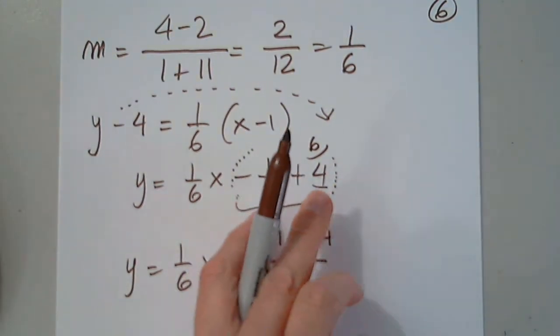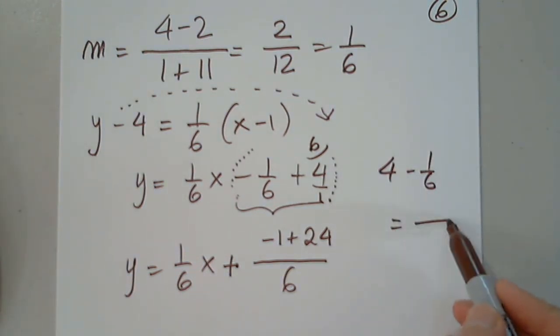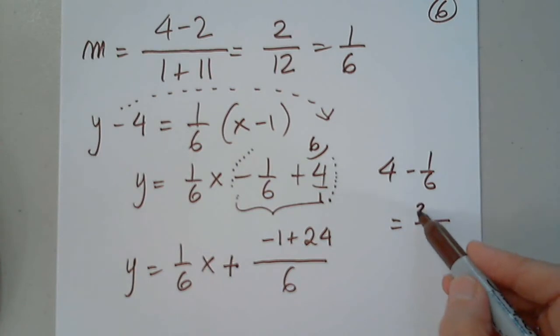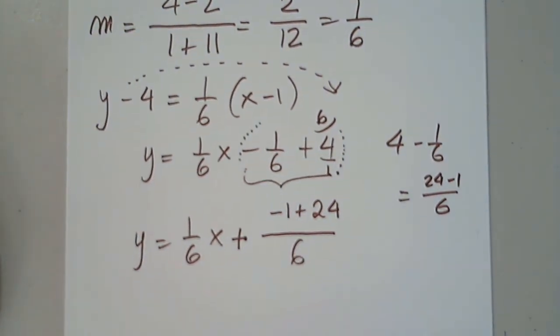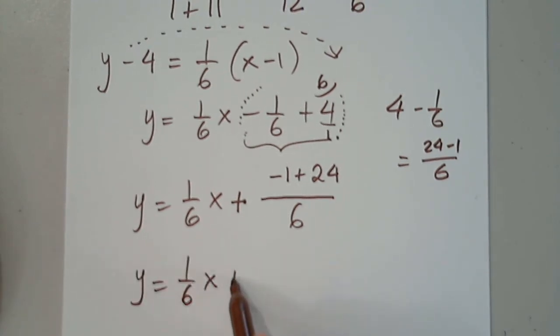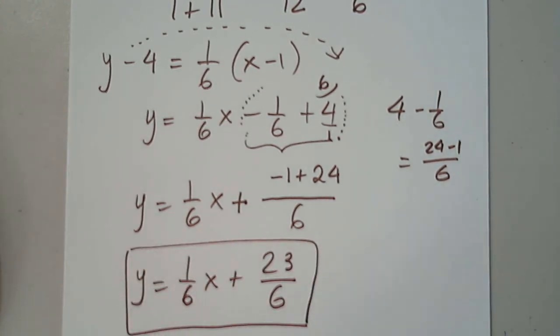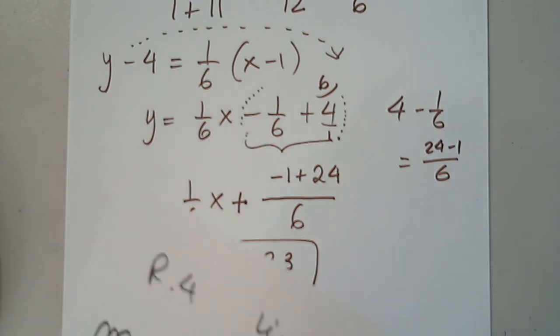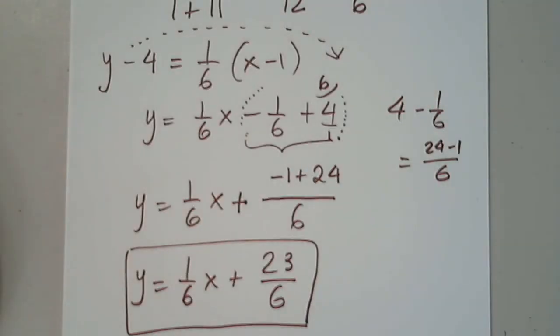You can twist this around, and then maybe it's easier to see it, and you get the same thing, and it's 24 minus 1. 24 minus 1 or negative 1 plus 24, same thing. So then y equals 1/6 x plus 23 over 6. What does this represent? It's the equation of the line passing through these points. The only equation.